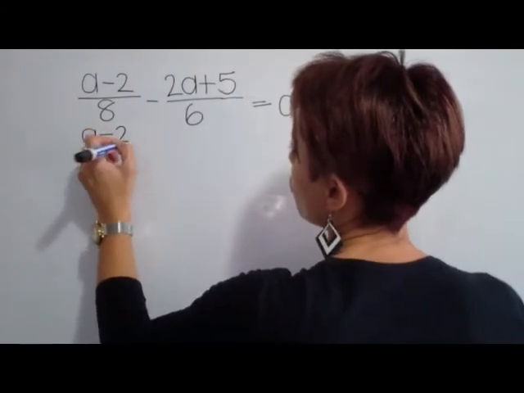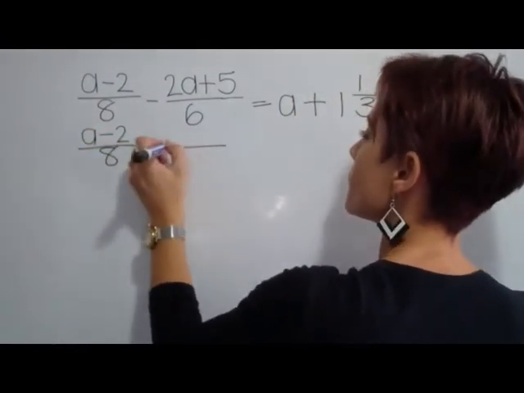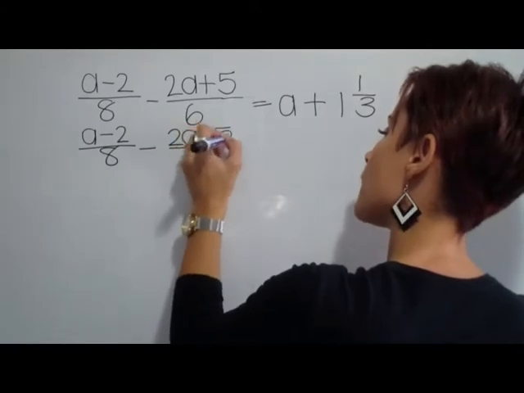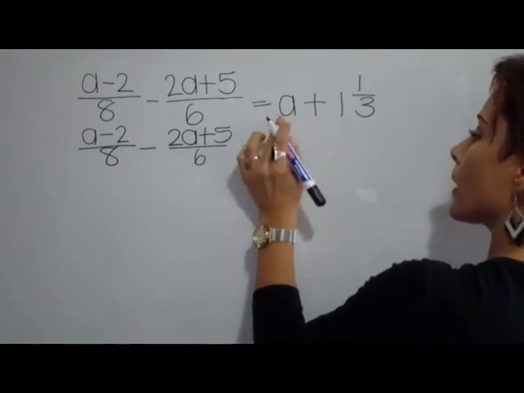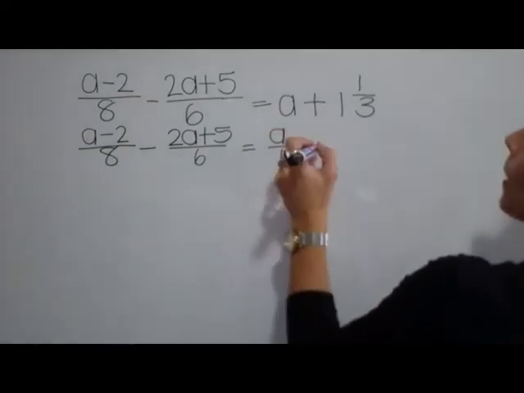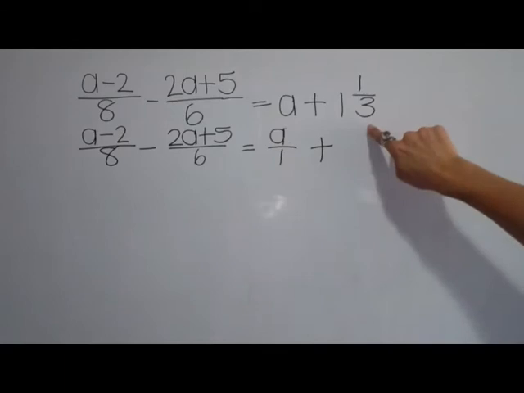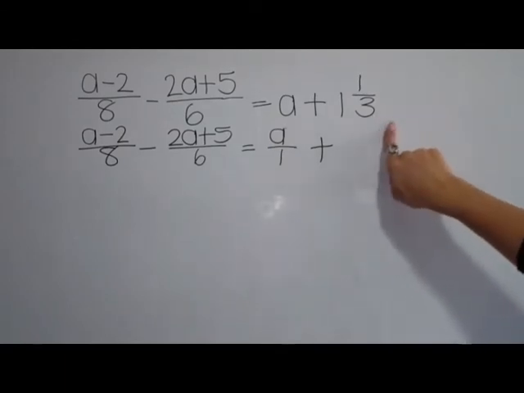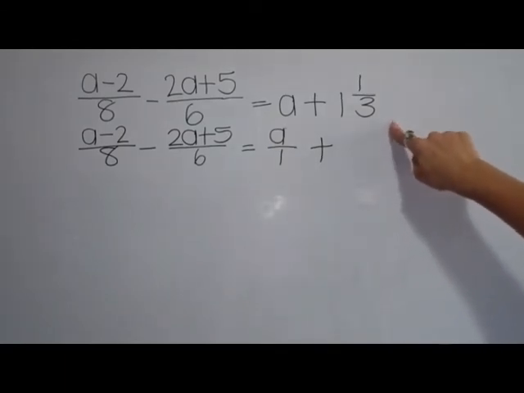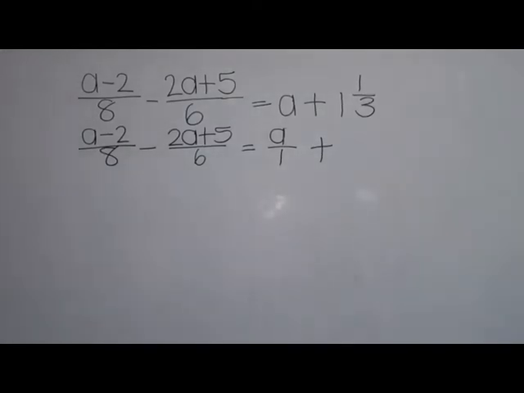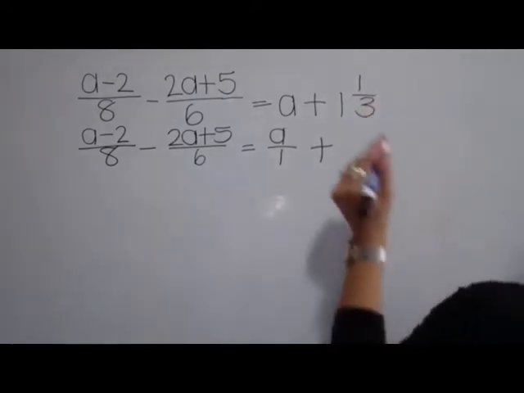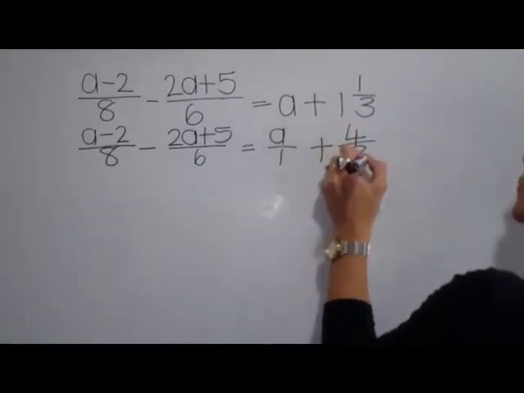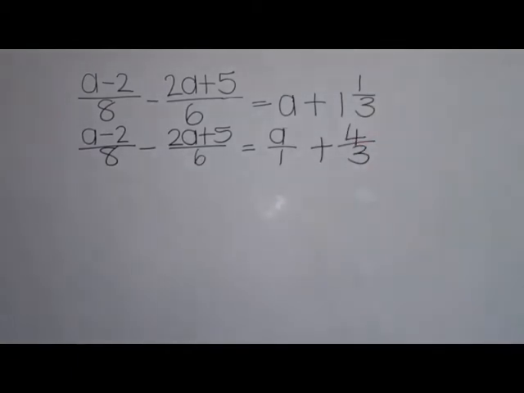Okay, so a minus 2 op 8 minus 2a plus 5 op 6. This just stays. We're going to put this as a over 1. Absolutely, mustn't look like a 9. Plus, what do you think I'm going to do with this guy? I'm going to turn it into an improper fraction. Ek gaan hierdie breek skryf as 'n onegte breek. 1 maal 3, 1 times 3, 3. 3 plus 1 is 4. It's equal to 4 over 3, 4 op 3 as an improper fraction, as 'n onegte breek.